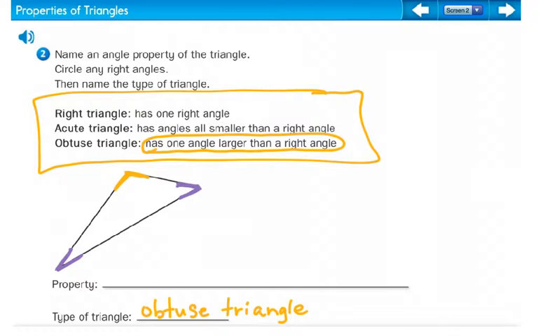And the property is it has an angle, and I'm going to use the symbol greater than 90 degrees. It has an angle that is larger or greater than 90 degrees. So therefore, because it has one angle that's obtuse, the whole triangle is obtuse.